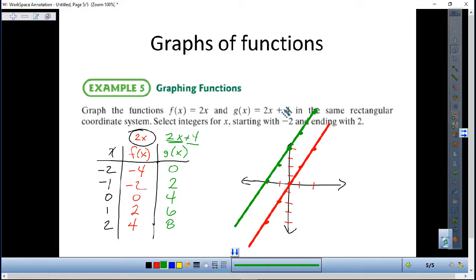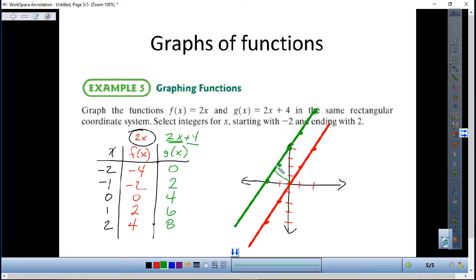So all that +4 right there did was create a vertical shift for every point. Notice it doesn't look like the lines are 4 units away from each other, because if you draw from here to there, they're not. But this point right here moved up 4 points. This one moved up 4 units. This one moved up 4 units. This one moved up 4 units. But the perpendicular distance between them is not going to be 4 units.